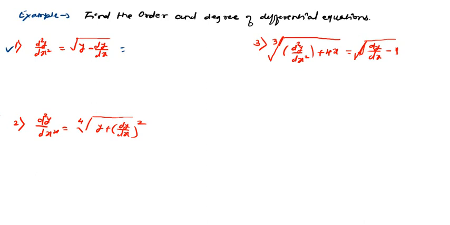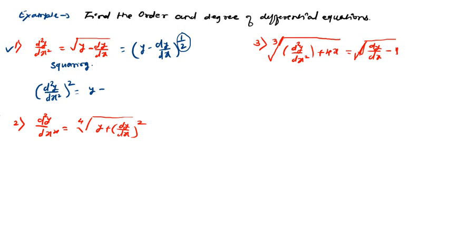this term has the power 1 by 2. It should be free from powers like this. So what we will do is square both sides. After squaring, what you will get is d2y by dx square is equal to y minus dy by dx.